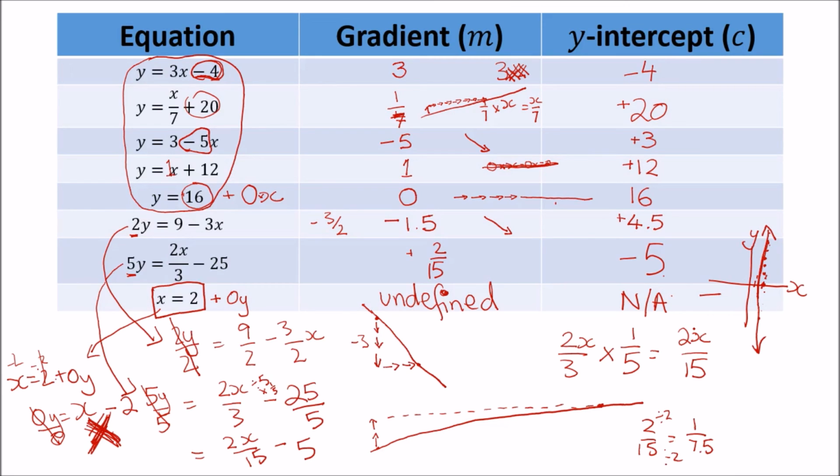So hopefully this video has clarified for you how to determine the gradient and the y-intercept from a linear equation. You should now know that the easiest way to do that is to transpose your equation into slope-intercept form, which means making y the subject and making sure the coefficient of y is 1.